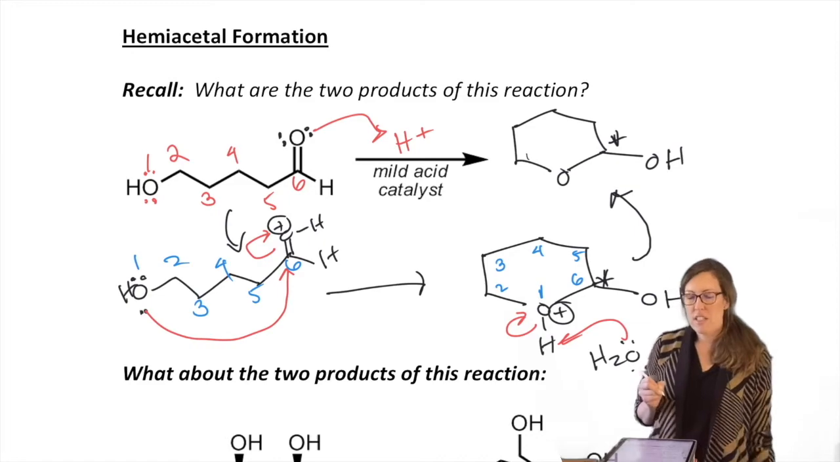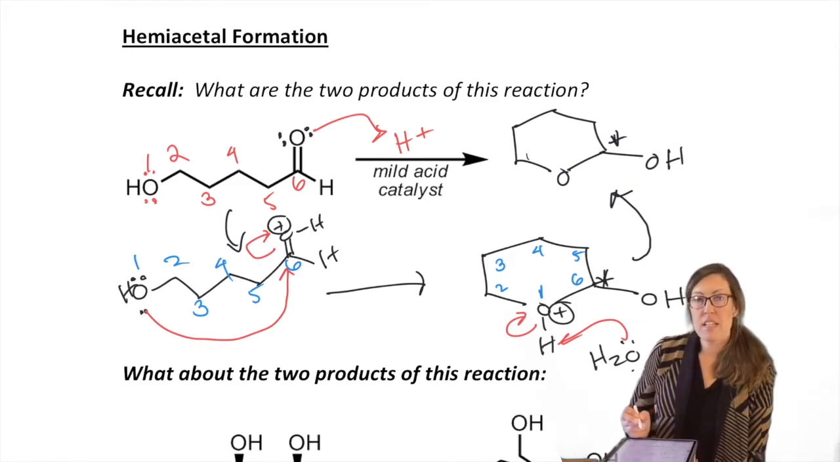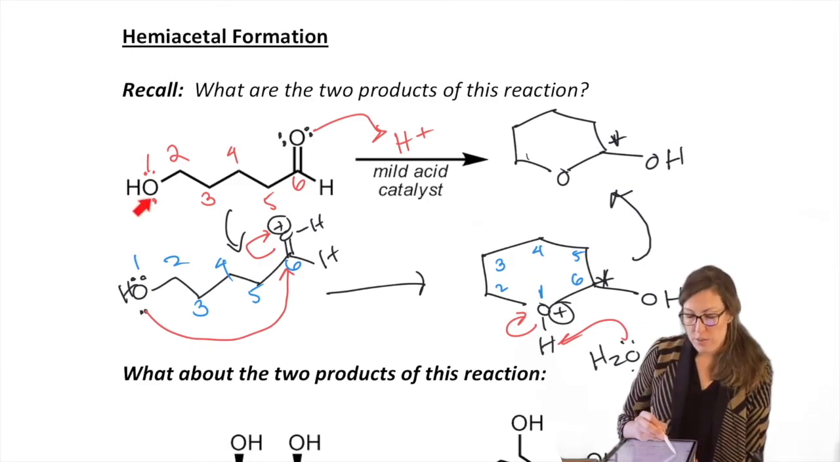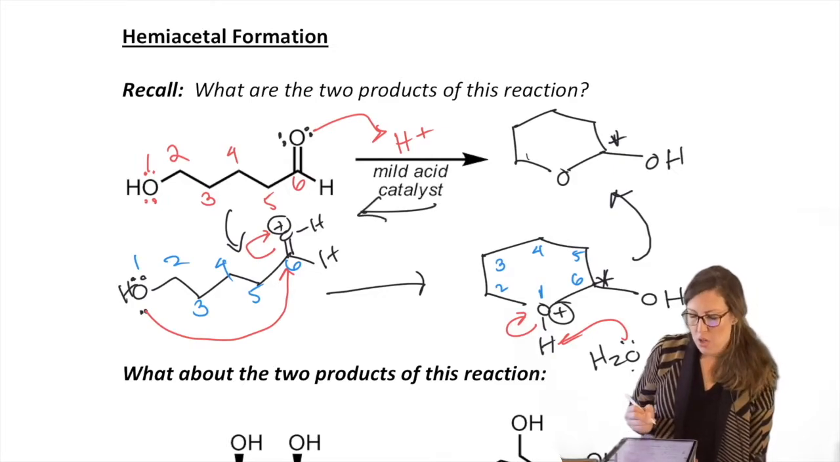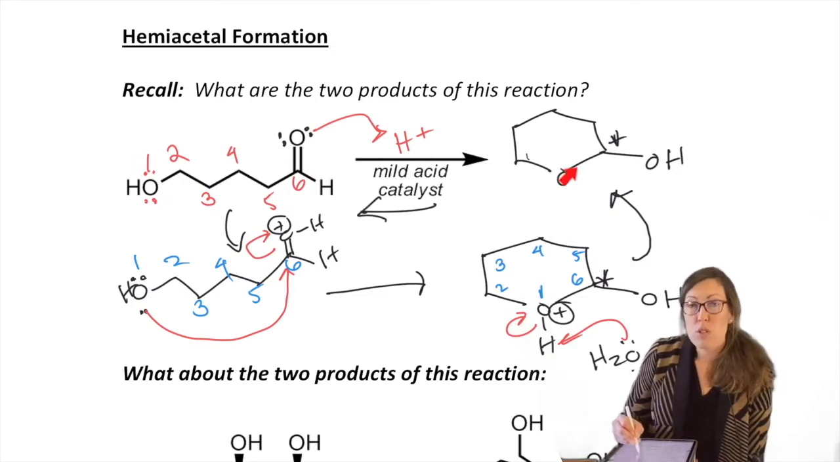So we have these pieces in our carbohydrates. We have a terminal OH, we have an aldehyde. They can be in equilibrium with the closed ring form. What is the functional group called? Hemiacetal.